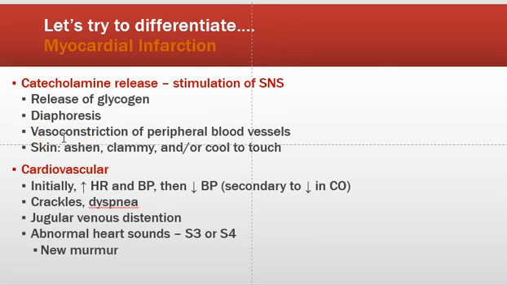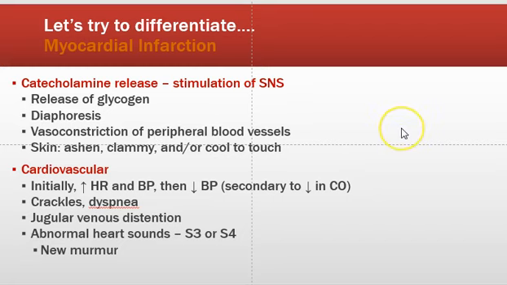Some other symptoms. Catecholamine release. Catecholamines, of course, are epinephrine and norepinephrine, which signifies stimulation of the sympathetic nervous system. Fight or flight, right? Well, this is the body's perception of what's going on. And so it stimulates the sympathetic nervous system to try to encourage more circulation, to get more oxygen to the heart. And so part of the process is release of glycogen and diaphoresis. People will become kind of sweaty, and vasoconstriction of the periphery, because again, the body's trying to preserve circulation to the major organs, the heart being one of them.